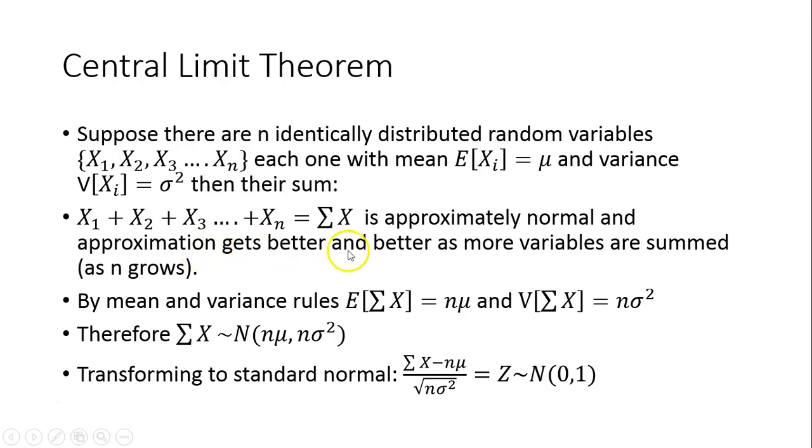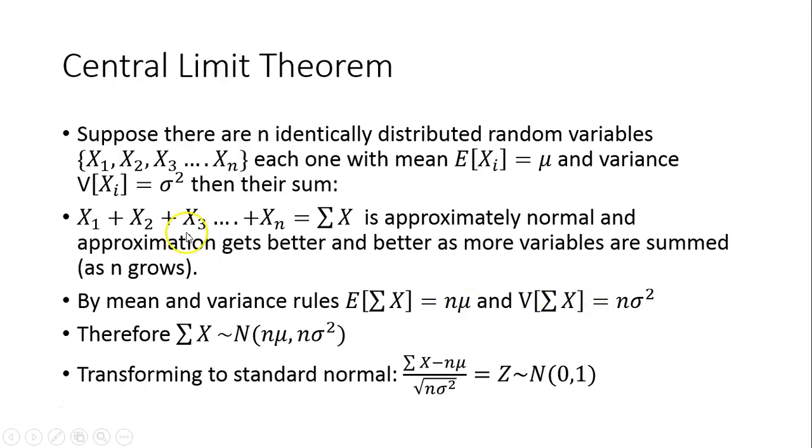And the approximation gets better and better as more variables are summed, as n grows. This is what it means. By the mean and variance rules, the expected value of the sum is n times mu, because this is the expected value of the first plus the expected value of the second plus the expected value of the third, dot dot dot, plus the expected value of the nth. And there's n of these random variables. So this is mu plus mu plus mu, all the way to n. So this is n times mu.